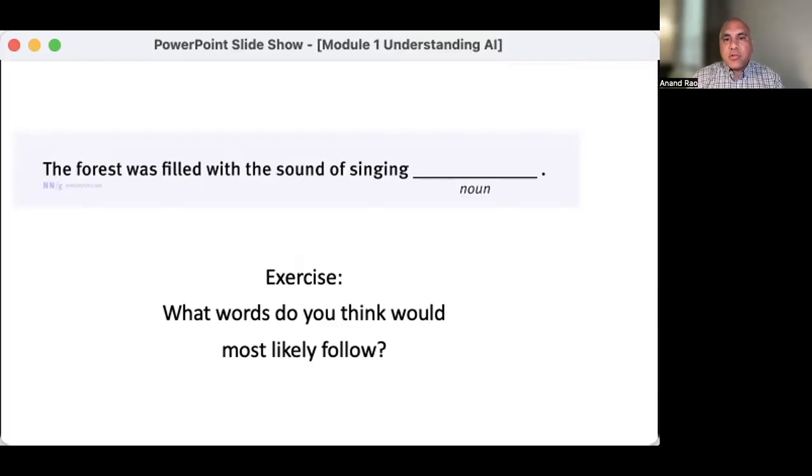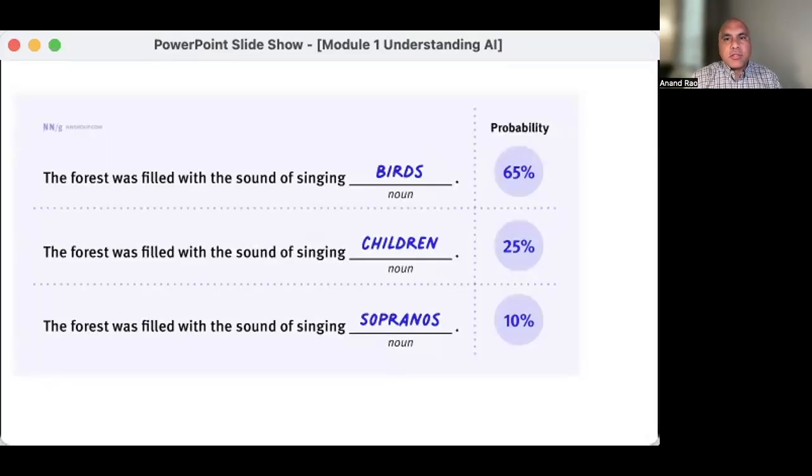Now, this exercise demonstrates something fundamental about how both humans and AI, and especially generative AI, process language. When we read or hear a sentence, we're constantly predicting what comes next based on patterns we've learned from all the language we've been exposed to throughout our lives. Generative AI does something remarkably similar, but on a much larger scale. So let's look at these results. Now, most of you probably said birds with high confidence, and that's what sounds most likely, right? The forest was filled with the sound of singing birds, and the probability of that might be really high, like 65% of the time, that would be the word that would fit.